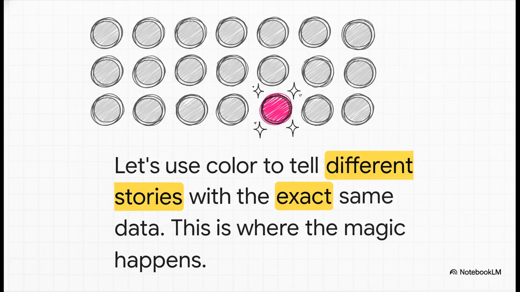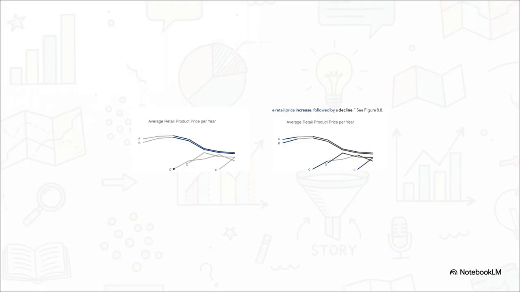By using them strategically, we can tell a story and direct our audience's eyes instantly. It's like a superpower. And this is the perfect example of that. On the left, we use color to tell one story, how the prices of the original products, A and B, started to drop after a new competitor, C, entered the market. But on the right, just by changing what's colored, we tell a totally different story. How new products tend to raise their prices after they launch. Same data, 2 very different stories.